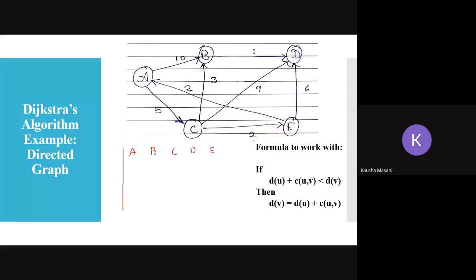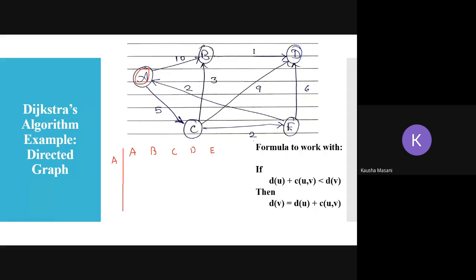Now your column shall consist of the selected source. Suppose I am selecting A as the source, then I will write A here in the column first. If I am selecting B as my single source, then I'll write B here. Right now let's consider A as my single source, and from A I want to find the shortest path to E, D, B and C. So I will first of all write A.